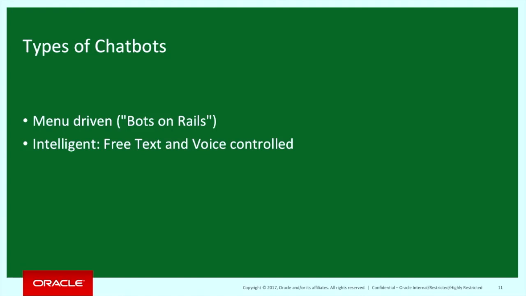When talking about chatbots, there are two types of chatbots, as I would see it. One is what I call bots on rails, which are mainly menu-driven bots. This is like the call center structure. You're just following a specific process. And then there are intelligent chatbots, which use free text and voice. So this means it's you as the user texting and talking to a chatbot that determines the conversation that you will start, and not a menu that you press.